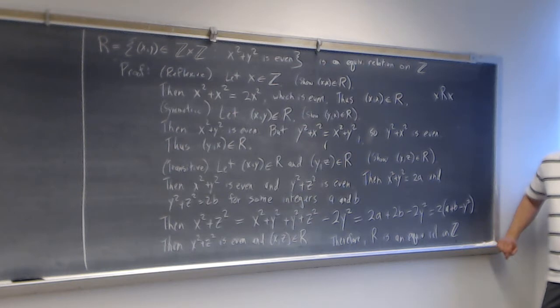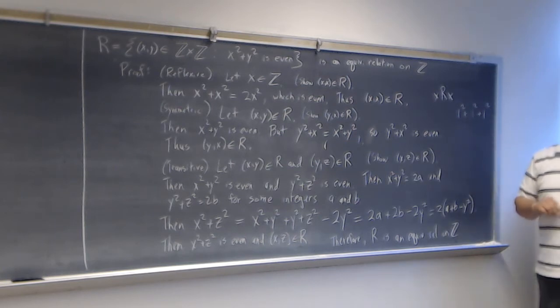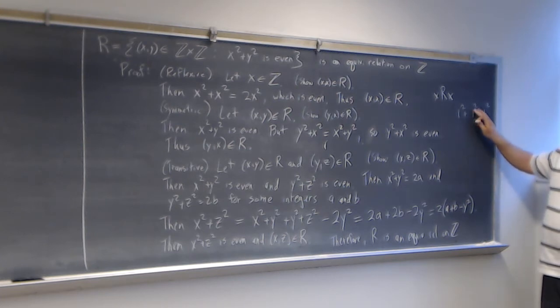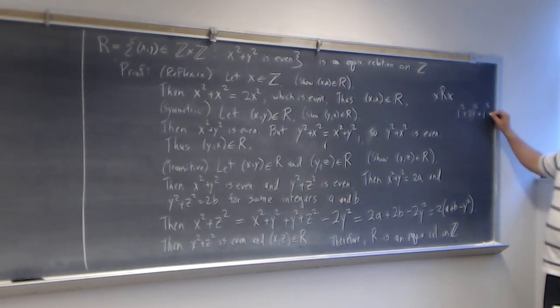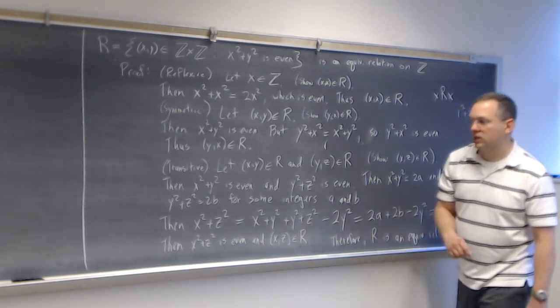Could you do that as x squared plus y squared plus z squared is even, and then subtract y squared? Well, you don't know that x squared plus y squared plus z squared is even. What if x is 1 and z was 1 and y was 1? That's odd. So that's why we're actually adding two of these. We're adding 2 times 1 squared and subtracting 2 times 1 squared. That doesn't miss it if I plug in 1 for x, y, and z.